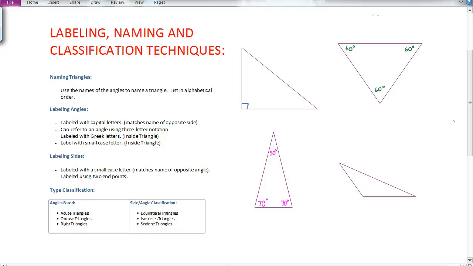Hello. In this video, we're going to go through labeling, naming, and classification techniques when working with triangles. Now, by no means is this video going to go through all techniques out there. We're going to go through a couple commonly accepted ones, and a lot of the ideas we're talking about here can actually be extended to shapes that are not triangles. And we'll talk about that in a later video.